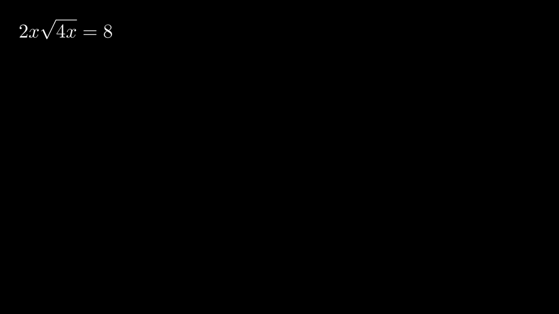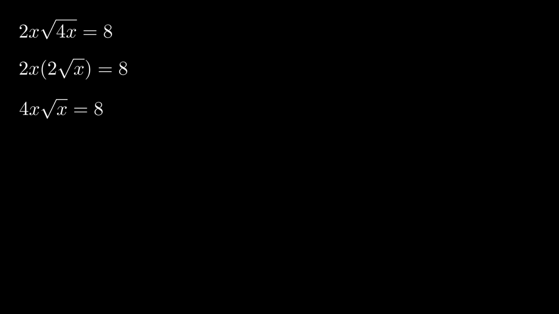So, let's start. We have 2x times the square root of 4x equals 8. Notice that the square root of 4x can be written as 2 times the square root of x. So the equation becomes 2x times 2 square root of x equals 8. Simplifying, that gives us 4x times the square root of x equals 8.